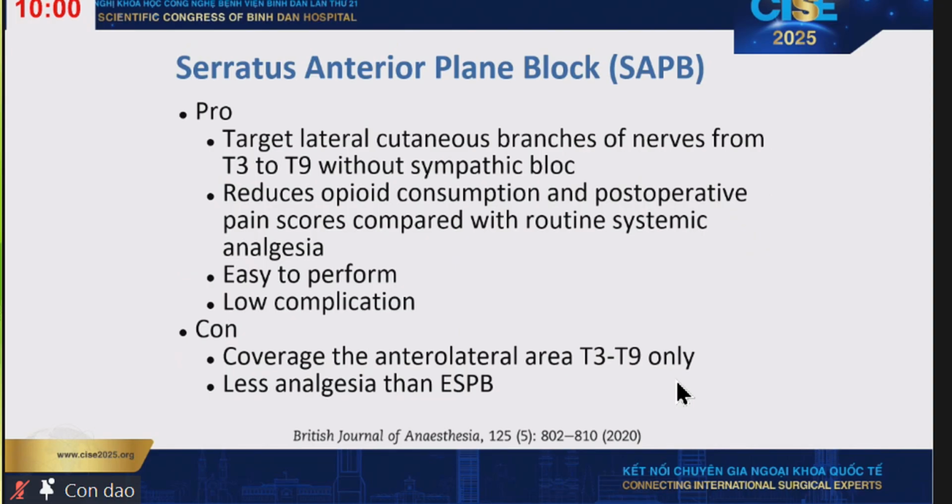These blocks provide analgesia to the lateral cutaneous branch of the T3 to T9 intercostal nerves without sympathetic block. The blocks reduce opioid consumption compared to placebo and can be performed before or after anesthesia induction, improving patient comfort and reducing anxiety. However, the duration of the analgesia is limited unless a catheter is placed for continuous infusion. Another limitation is that the serratus plane block does not cover the posterior cutaneous branch of the intercostal nerve or the visceral branches.